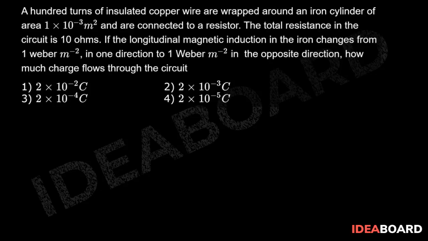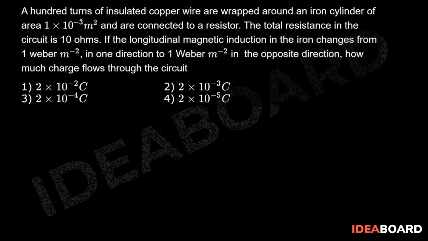100 turns of insulated copper wire are wrapped around an iron cylinder of area 1 into 10 to the power minus 3 meter square and are connected to a resistor. The total resistance in the circuit is 10 ohm. If the longitudinal magnetic induction in the iron changes from 1 Weber per meter square in one direction to 1 Weber per meter square in the opposite direction, how much charge flows through the circuit?